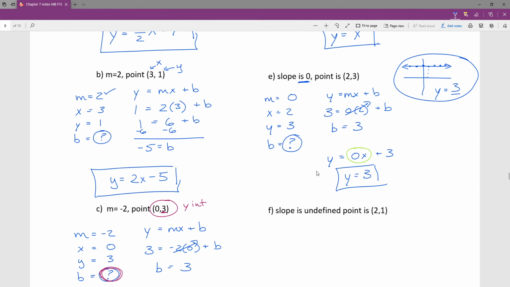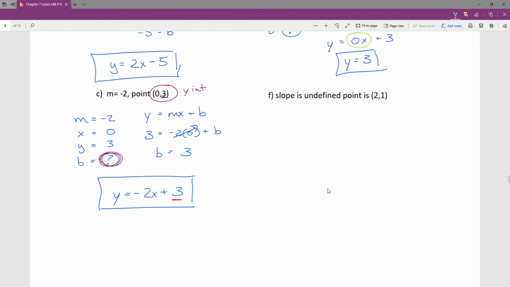For the next one, it's not going to fit so well. So the next one says that our slope is undefined. So as soon as I see an undefined slope, I should think back conceptually. That's going to be a vertical line, and it's going to run through the point (2, 1). So it'd be over 2 and up 1. So I'd have a vertical line at that point.